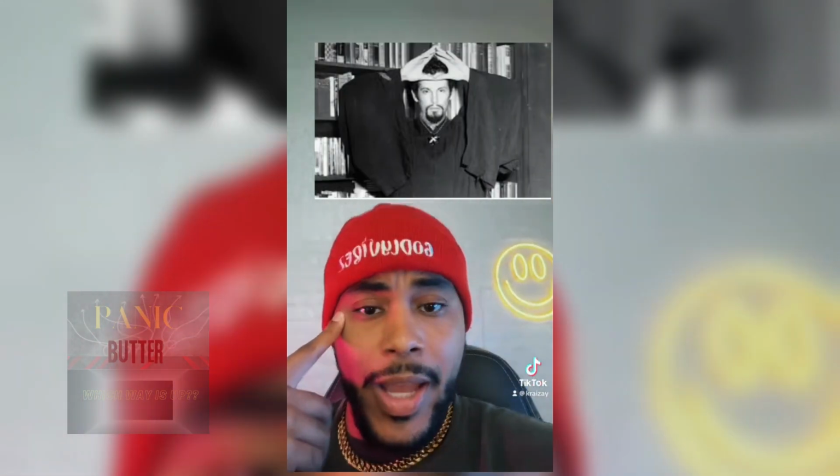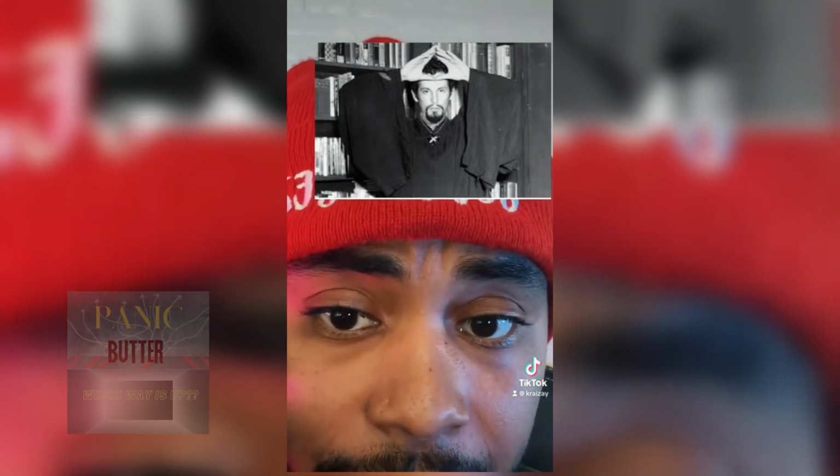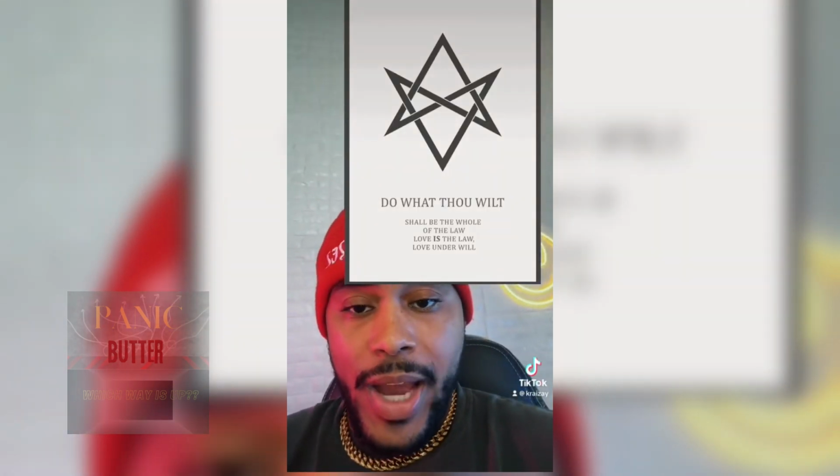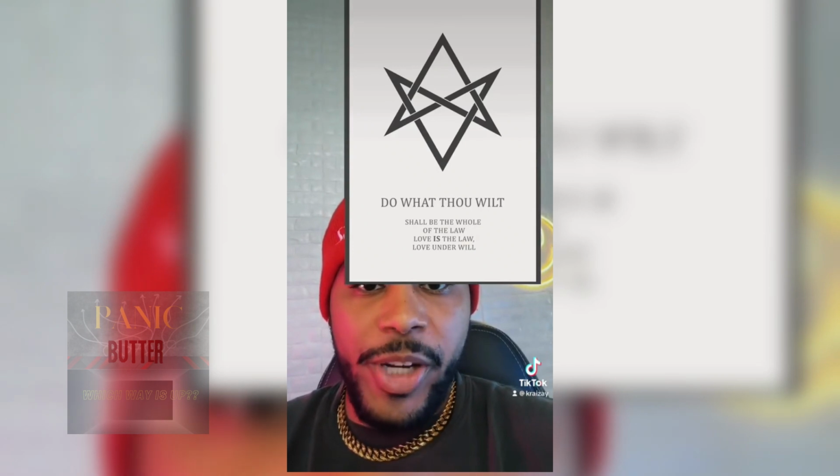Also, would you be surprised if I told you that that sign Jay-Z is holding up is not the rock sign? No, that's the same sign that this man is holding up. Who is this man? Anton LaVey. He's the Satanist I told you about earlier. You paying attention yet? The satanic law is do what thou wilt. Do what thou wilt shall be the whole of the law.